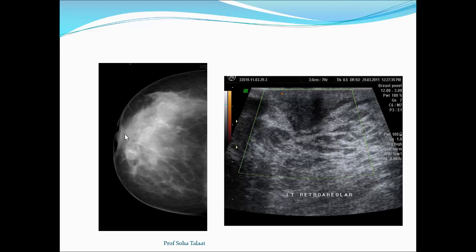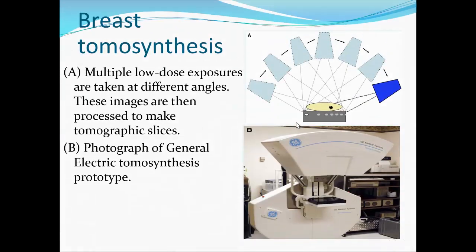And you must also look on the ultrasound. You must be sure that there are no retroareolar masses, especially if the mammography is dense. And this is the appearance of the retracted nipple on ultrasound.